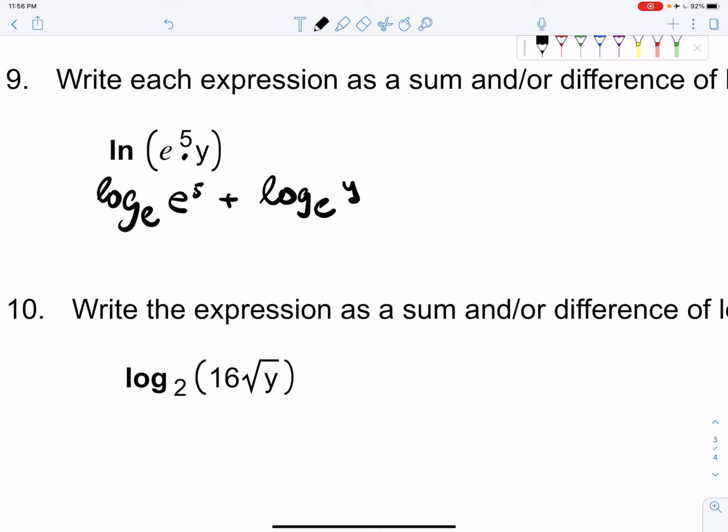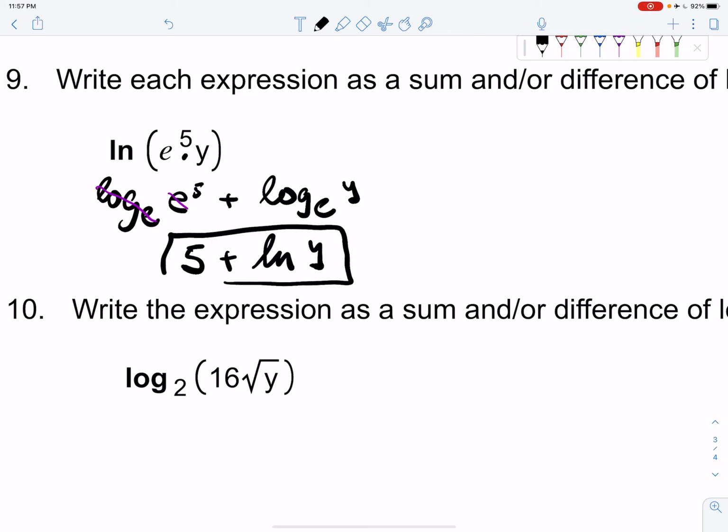And the only reason why we do that is because then it really shows quickly that, oh yeah, natural log and base e are inverses. And it's just going to leave us with 5 plus, and let's now write our final answer as ln instead of log base e, even though they're the same thing. It's just sort of standard practice. It has its own special name. It's a special log. So this is number 9. It should be 5 plus the natural log of y.